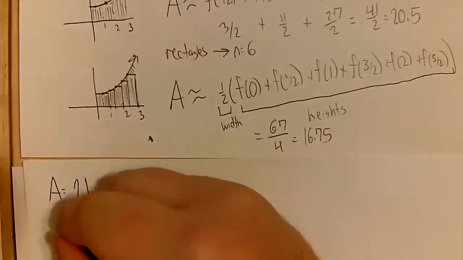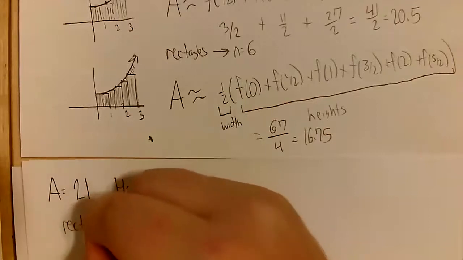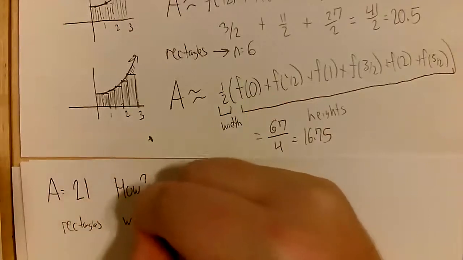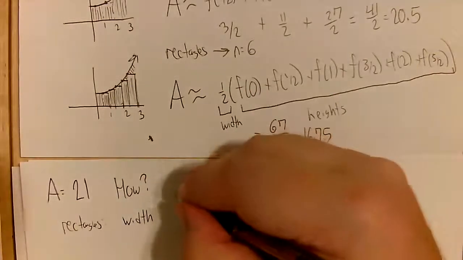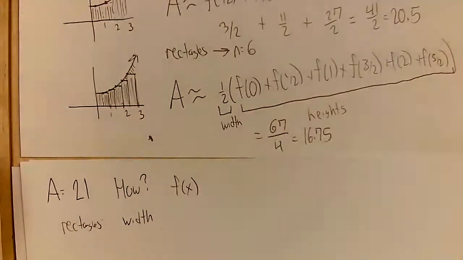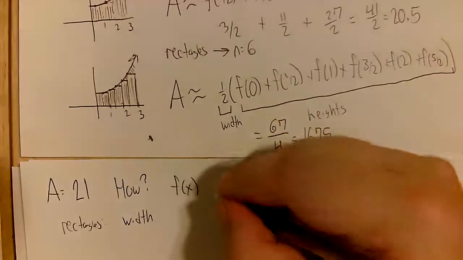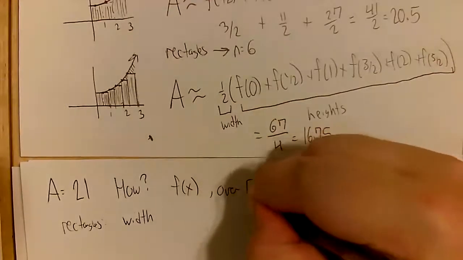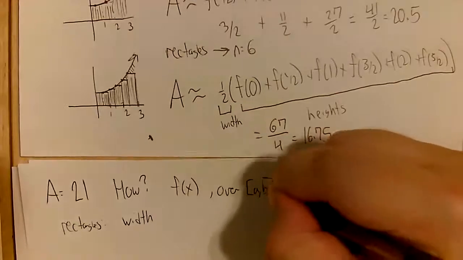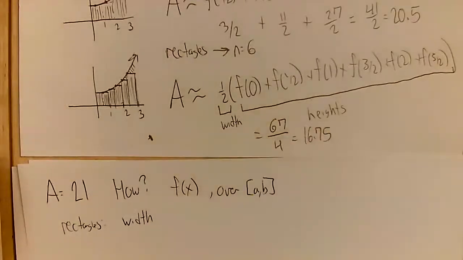So for our rectangles, let's talk about the width of them, for a general function f of x. So now we're not just talking about 2x squared plus 1, we're talking about a general function f of x. And that's going to be over the interval a to b. We want to find the area under the curve for that region.